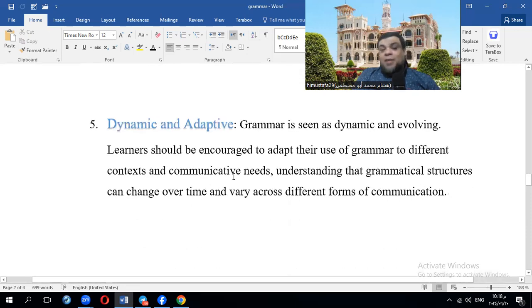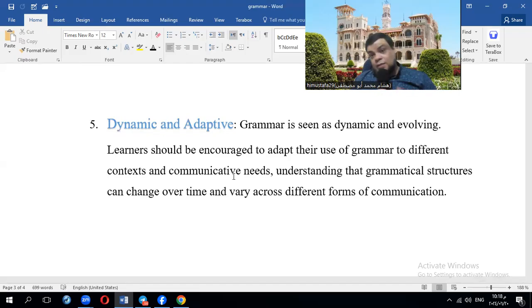Number 5, dynamic and adaptive. Dynamic in the sense that, as we said, grammar is part of the other skills. It's a dynamic process. And adaptive means I can adapt these grammatical rules to be suitable for writing, to be suitable for speaking, for listening, for reading. So what is suitable, what is appropriate? So I'm not talking about the acceptable grammatical structures, but the appropriate grammatical structures, okay? In the sense that they are appropriate for a specific communicative event, okay?